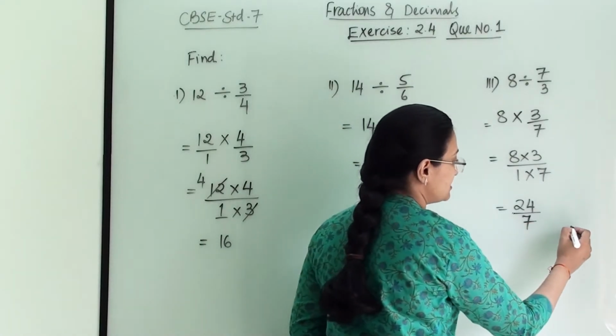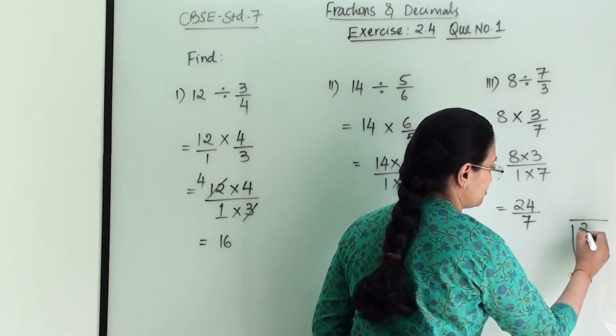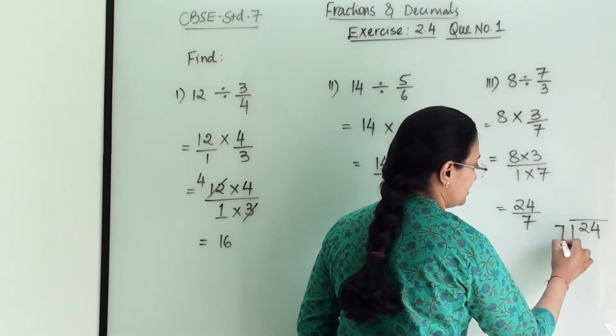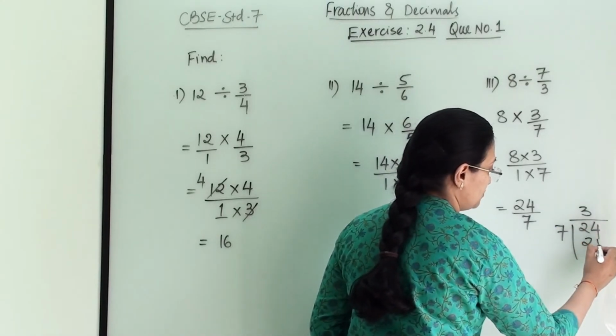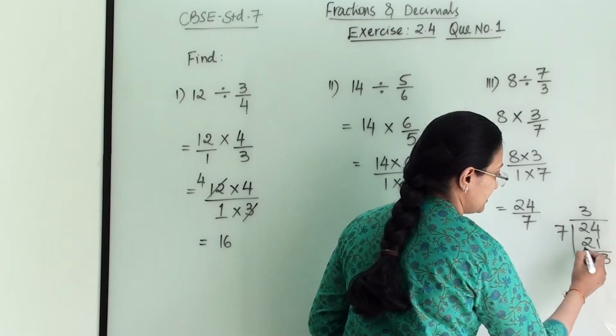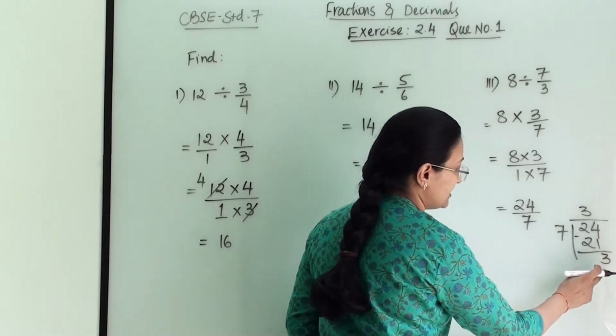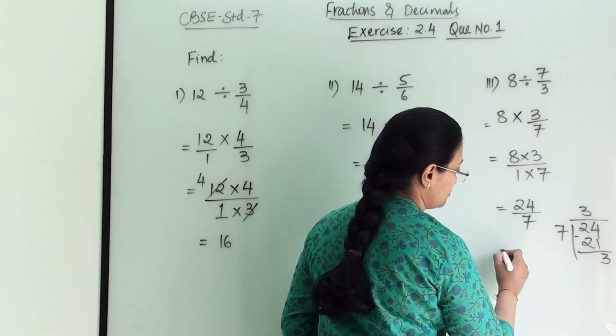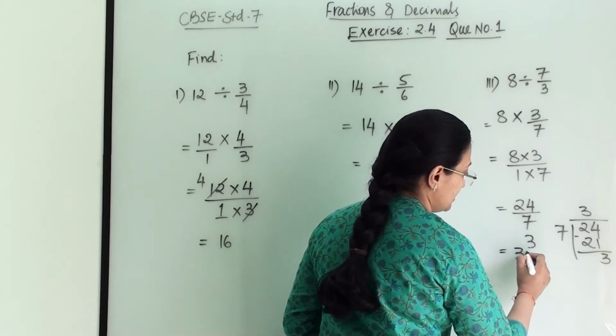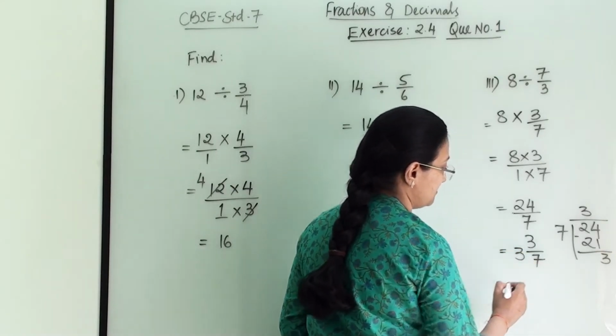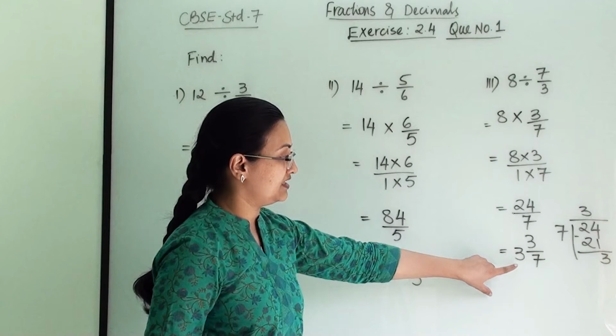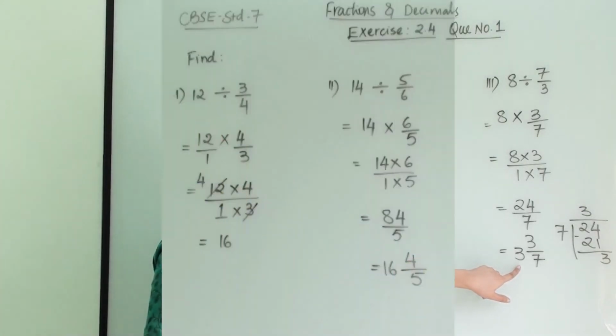Let us divide this and write the mixed fraction of this. We will get 24 divided by 7, 21. So the answer is 3 here. So that is going to be our remainder. So the answer is 3 3 by 7. So this is a mixed fraction, and that is going to be our answer.